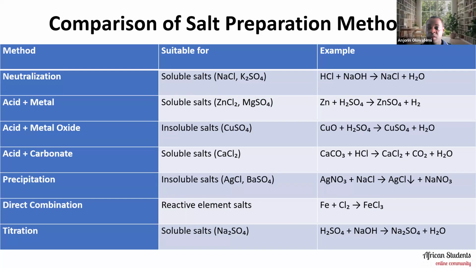Then we have direct combination, which we use for producing reactive element salts, or salts whose constituent elements are very, very reactive. And then we can also use titration as a method of producing salt. It is used to produce soluble salt also, like sodium sulfate. So these are the methods for salt production and their suitability, as the case may be.